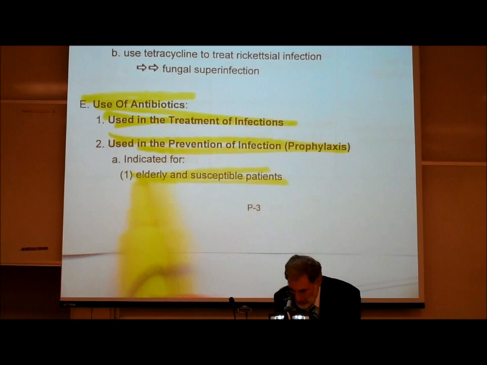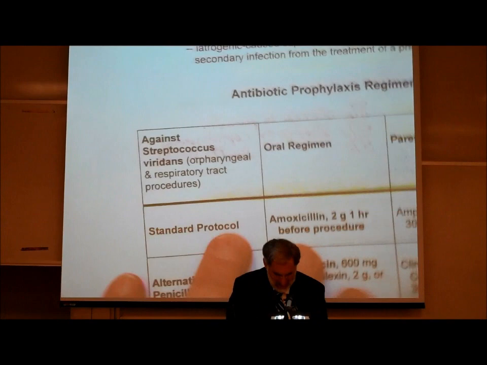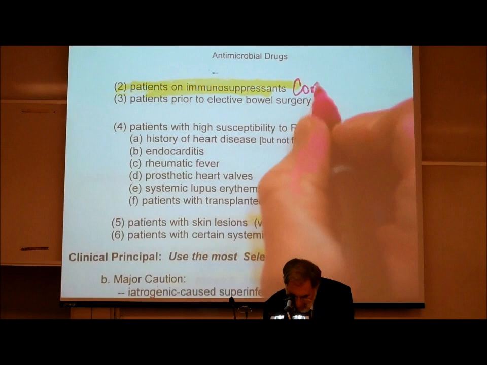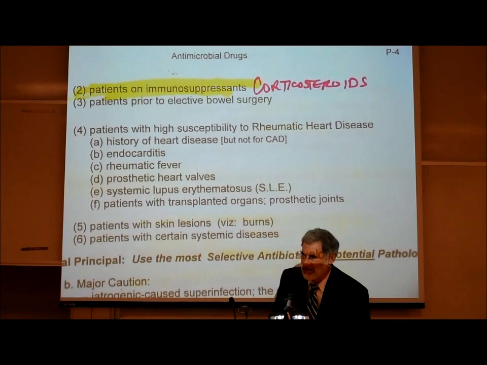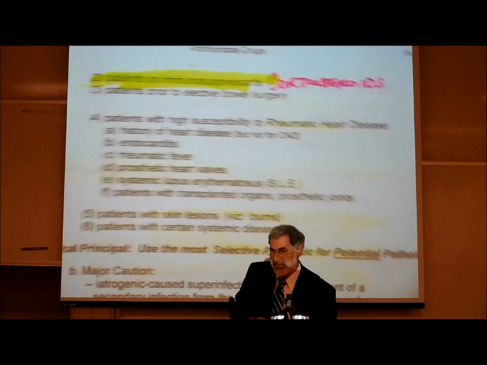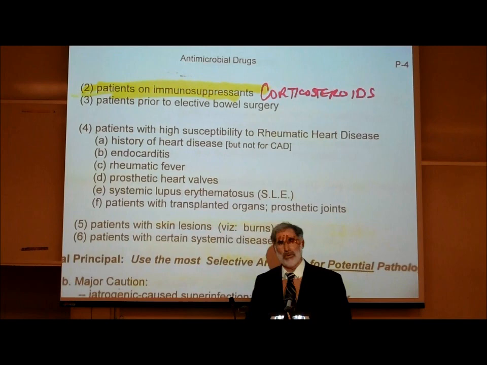Elderly individuals who have reduced immune responses. On the next page, patients on immunosuppressant drugs. Can anybody remember an example of an immunosuppressant drug? Corticosteroids. That one you should know. Corticosteroids, like prednisone, suppress the immune response. Sometimes they specifically use it to suppress the immune response. That's why they're given to people with organ transplants or autoimmune diseases. But they may be taking it as an anti-inflammatory drug. Whatever the reason, it's going to lower the lymphocyte count.